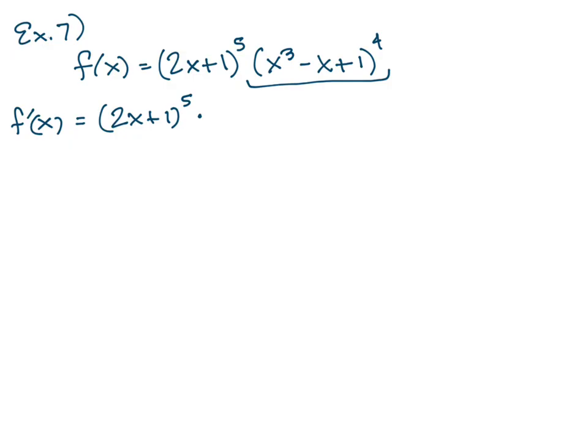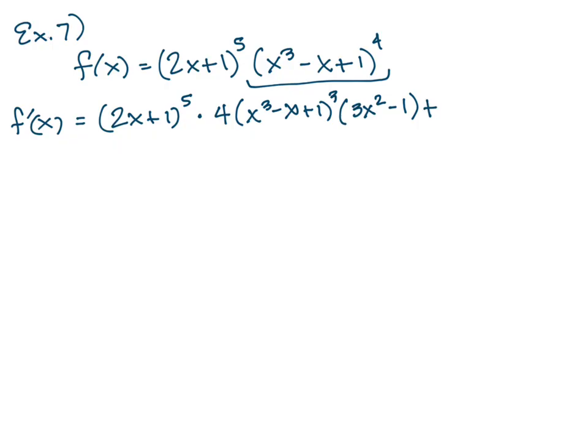So our derivative is going to be 4 times x cubed minus x plus 1 to the 3rd power times the derivative of the stuff inside, which is going to be 3x squared minus 1. Did you land in that place? Yes. Okay. So we have first times the derivative of the second plus the derivative of the first.